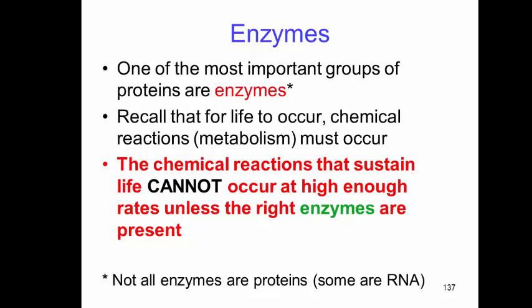Now, recall that for life to occur, chemical reactions must occur. One of the properties of living things is something called metabolism, which is really just a sum of chemical reactions. And these chemical reactions are bringing about the processes of life. It turns out that these chemical reactions that sustain life really can't occur fast enough without the presence of enzymes. So enzymes basically speed up chemical reactions to the point where life can actually occur.